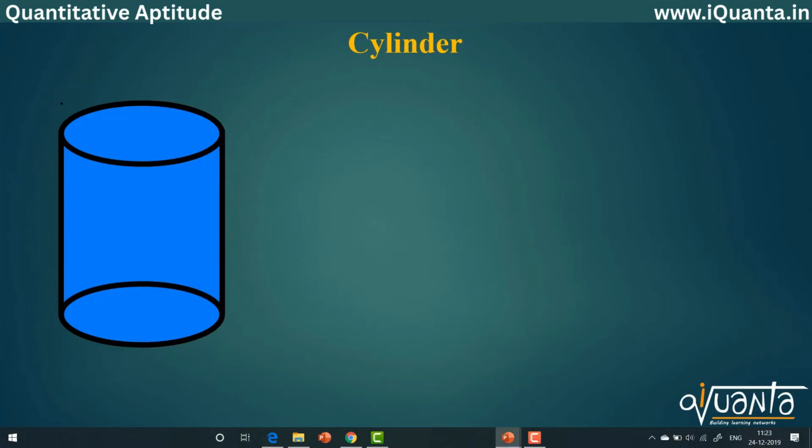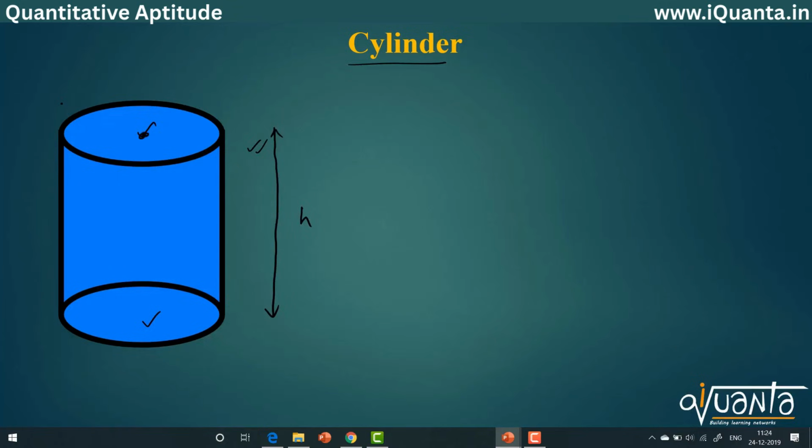So the first one that we are going to discuss here is cylinder. Before this we were dealing only in 2 dimensions, length and breadth. Here we'll be dealing with a third dimension, which will be the height. So this is what a cylinder looks like. It has two circular bases, one is at the top, one is at the bottom, and it has a certain height.